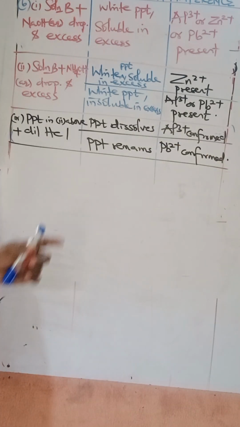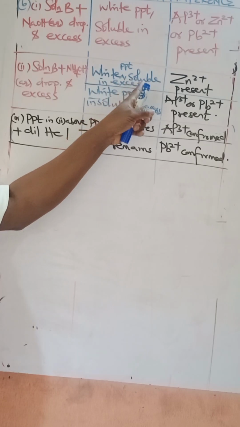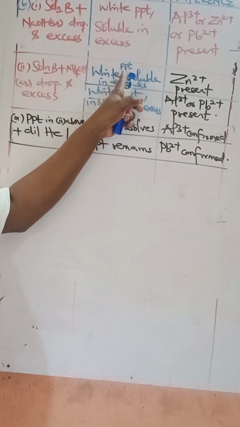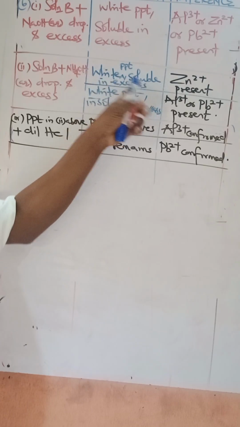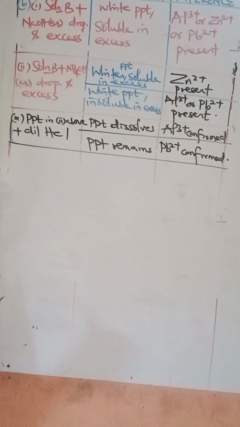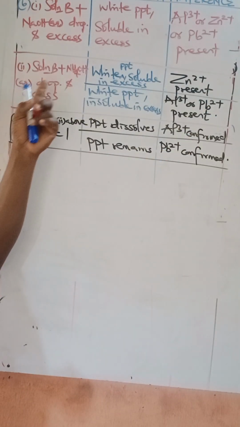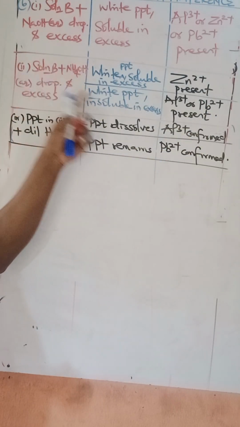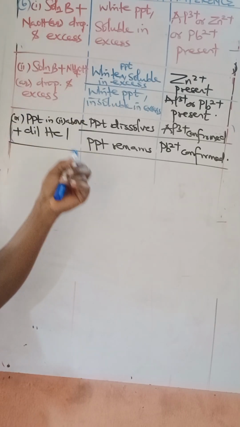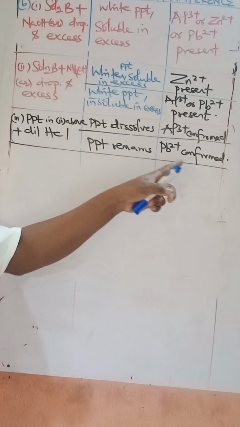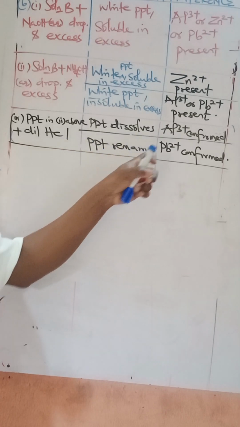So how will you test for zinc ion? Zinc ion is tested for by adding ammonium hydroxide dropwise and in excess. In dropwise, a white precipitate forms, and in excess the precipitate dissolves. That is the chemical test for zinc ion. But for aluminum ion and lead-2 ion, add ammonium hydroxide. Both will form a white precipitate insoluble in excess. But on adding dilute HCl, the precipitate dissolves in aluminum ion, while the precipitate remains in lead-2 ion.